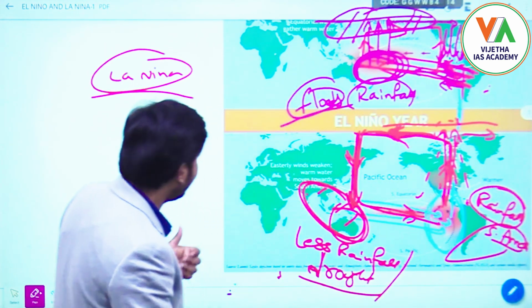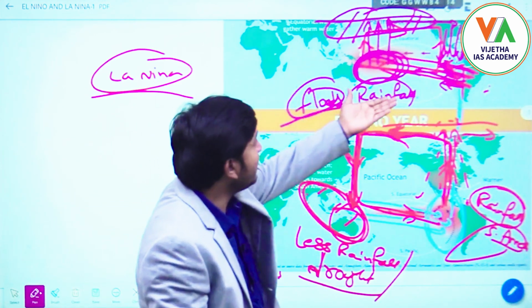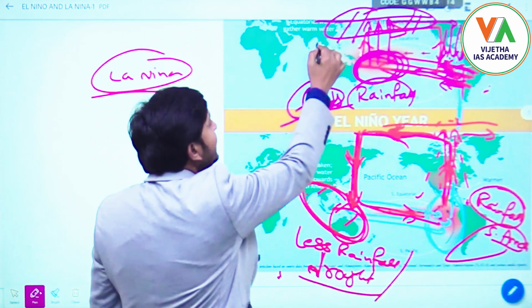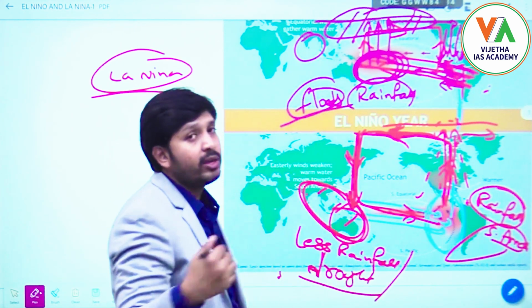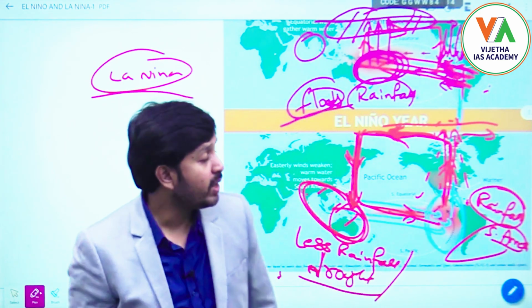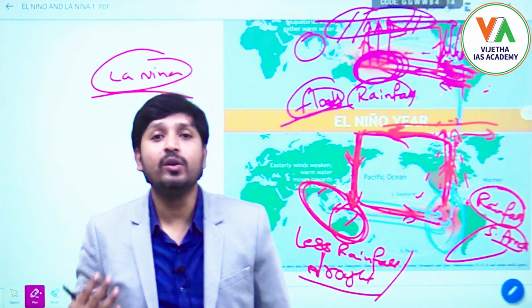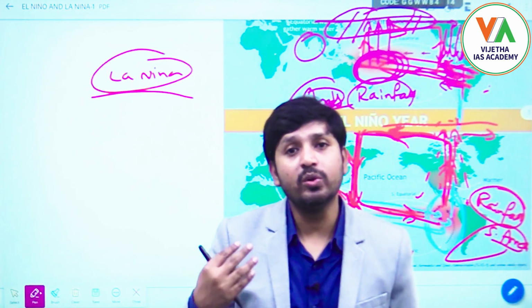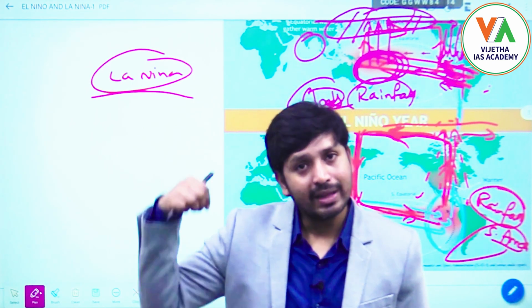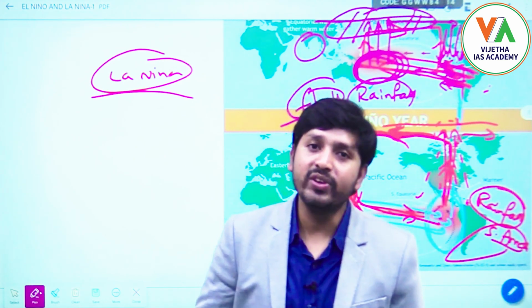So if you see, as Australia is getting more rainfall because of this huge formation of clouds, this Indian region will also receive a huge amount of rainfall during La Niña. Remember that, during La Niña, the Indian coast or India will also receive a huge amount of rainfall, but during El Niño, India will also receive less rainfall along with Australia.